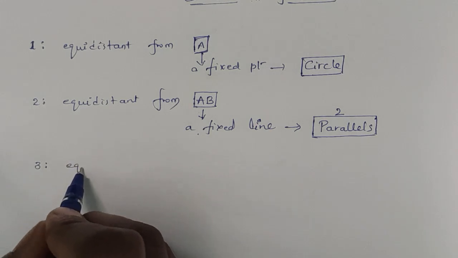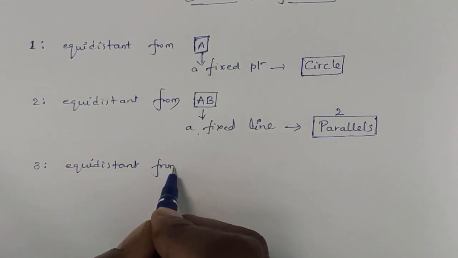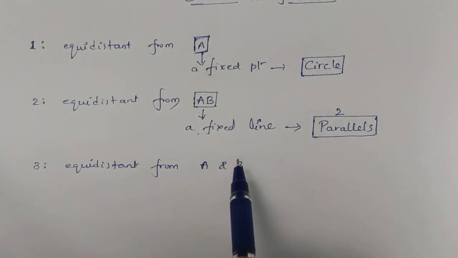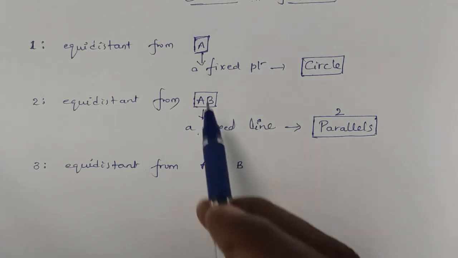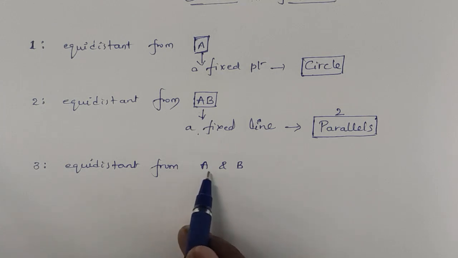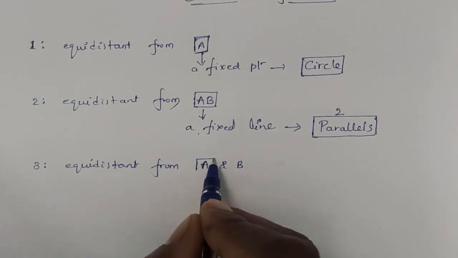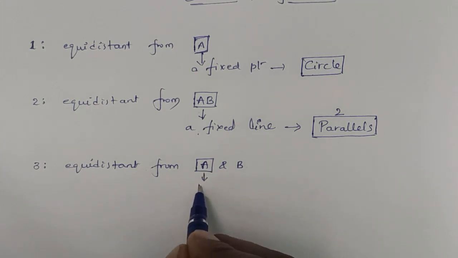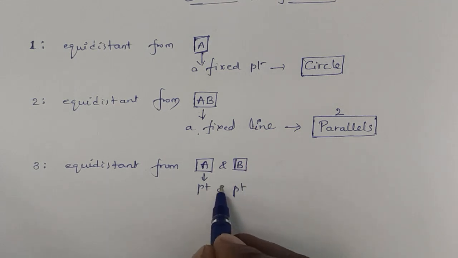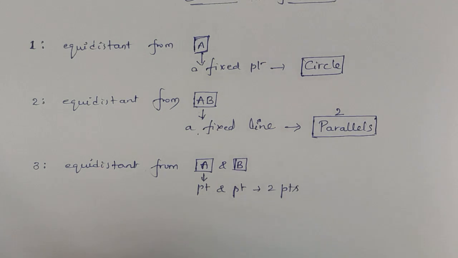The third condition is equidistant from A and B. I am using only A and B, but it can be any letters, students. First go to what is given. Look at A and B. What is A? A is a point, a fixed point. And B is another point. Then it is point and point, that means two fixed points.